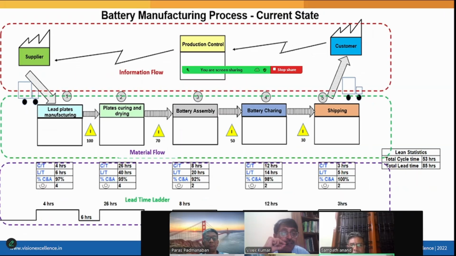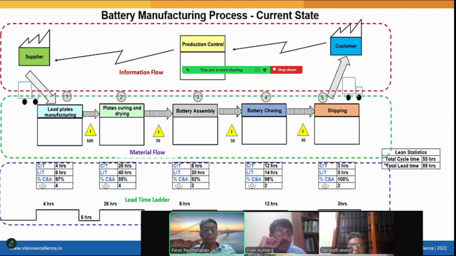Can we just have a quick look once again and follow the whole process? This is your current state. Can you identify opportunities for improvement here? Yes. Where are the opportunities for improvement? Here. Yes, 28 hours. And then here also, can you see? Very long lead time, here and here. And then you can see opportunity for improvement is here.